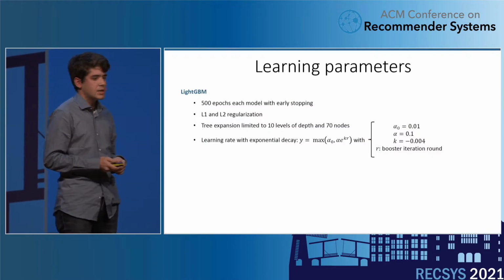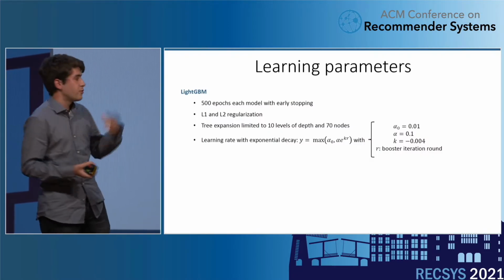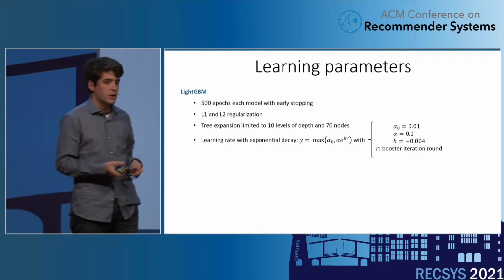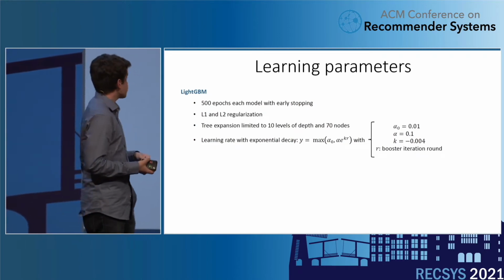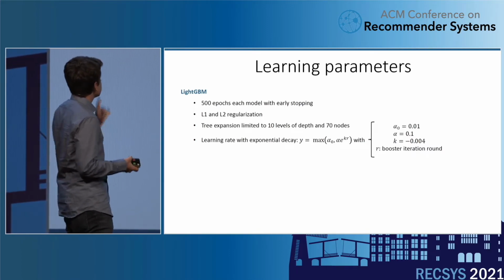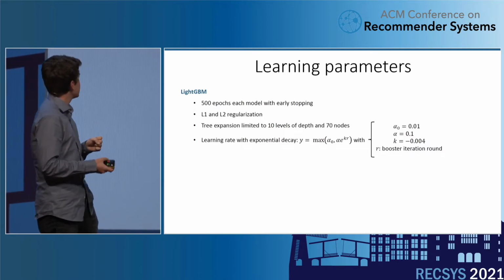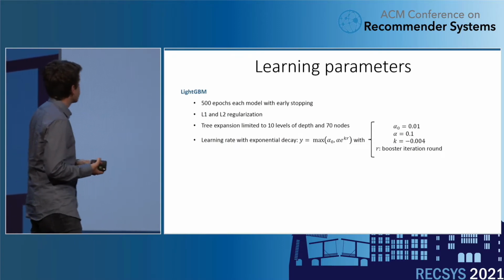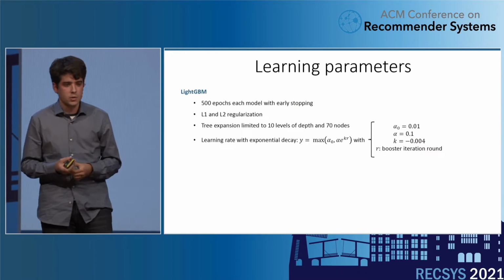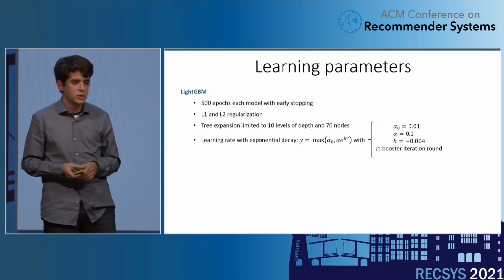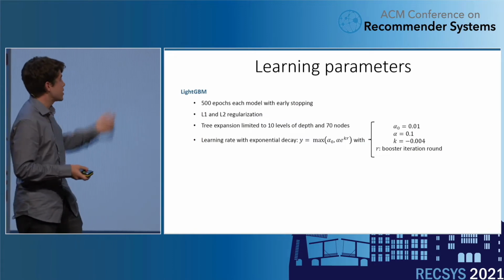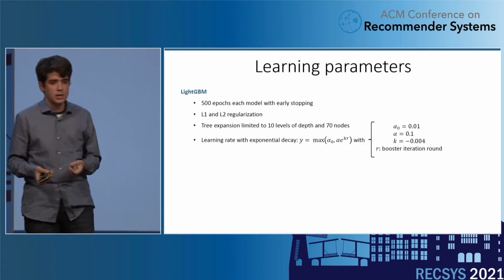And these are the results. Well, first, some parameters that we used and that we were manually trying. We used 5,000 epochs, this is wrong, and L1 and L2 regularization, and we limited also the expansion of the trees to prevent overfitting. And we used a learning rate with exponential decay with these parameters that were also manually tuned.